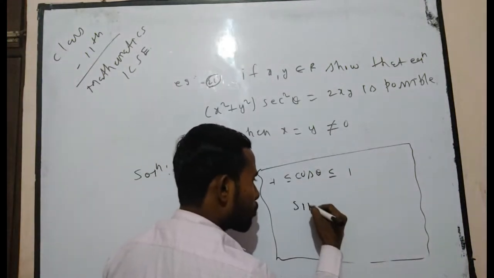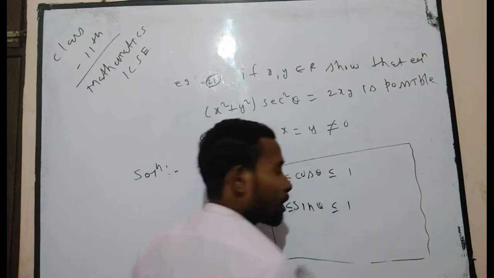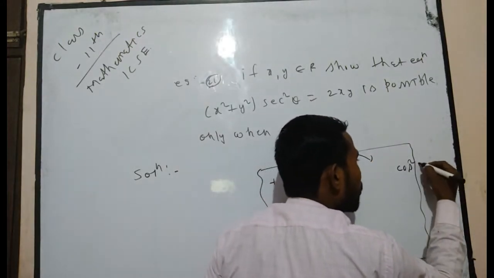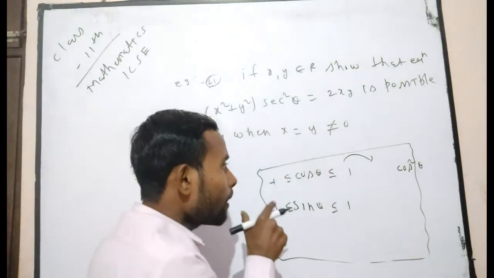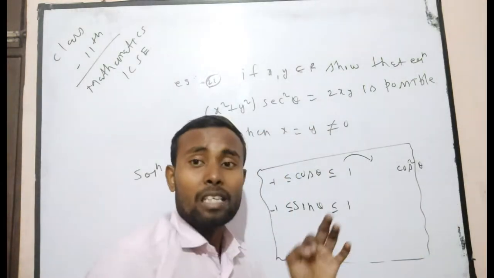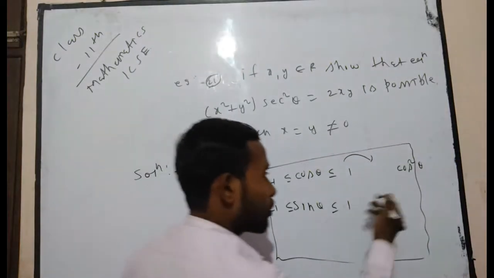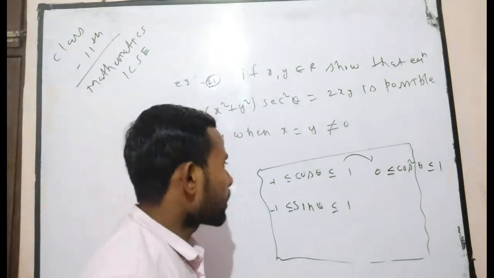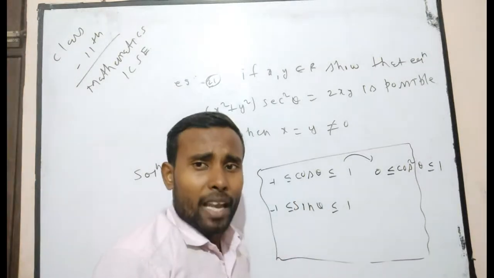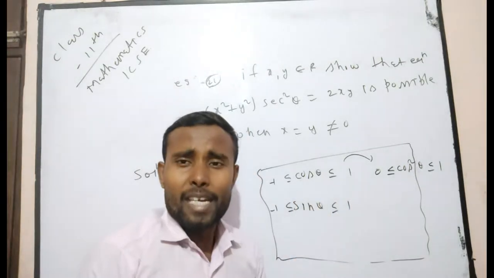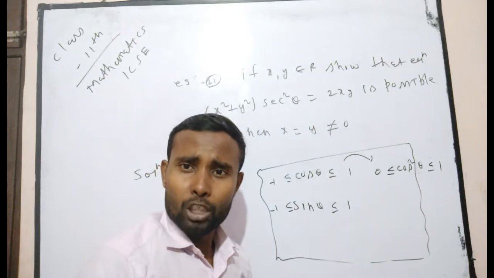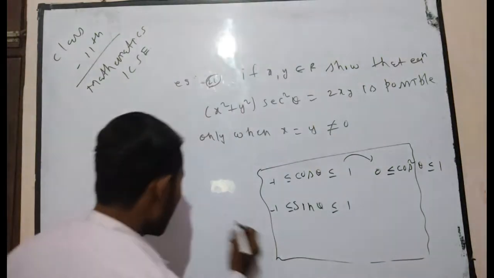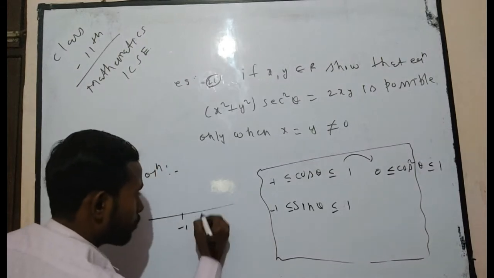Similarly, sin theta is also greater than or equal to minus 1 but less than or equal to 1. But do you know there is an interesting fact? If you square both sides, what does it do to its interval? Then cos square theta is greater than or equal to 0 but less than or equal to 1, because cos theta lies between minus 1 and 1. When you square any real number, you always get a non-negative number. If you take a number line, there will be minus 1, 0 and 1.